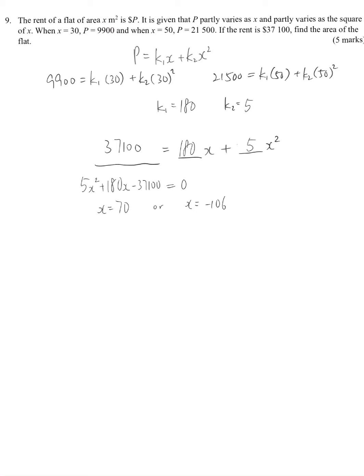But in this case, x is an area, and area cannot be negative, so you have to reject the second answer. So the only answer that makes sense is 70 meters squared. So that's it, and that's the end of the week 6 homework.